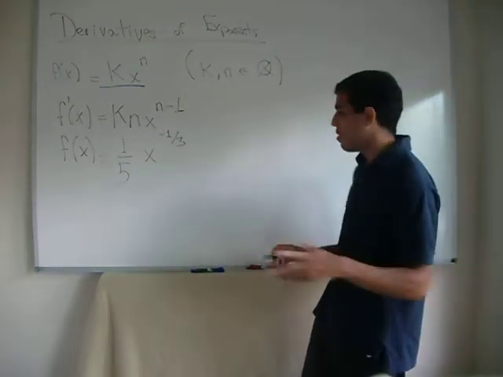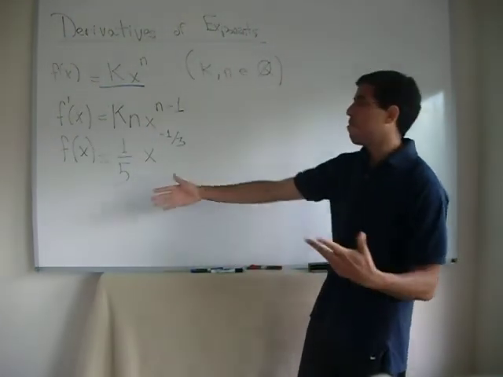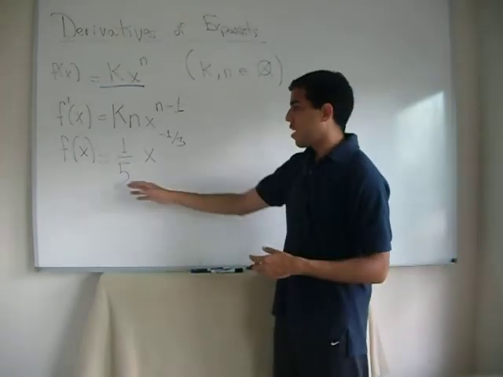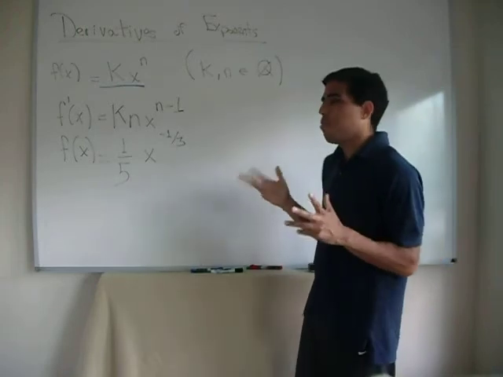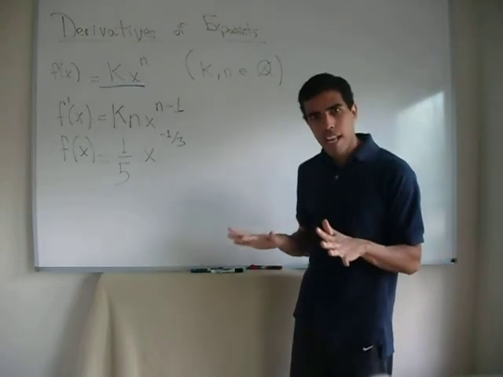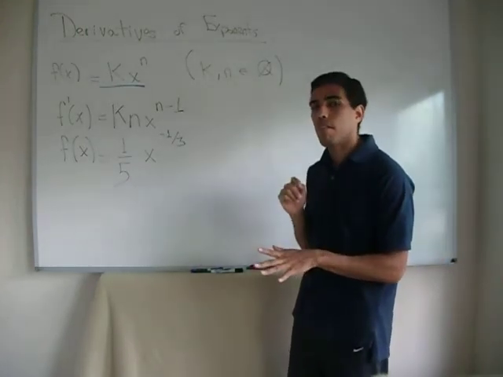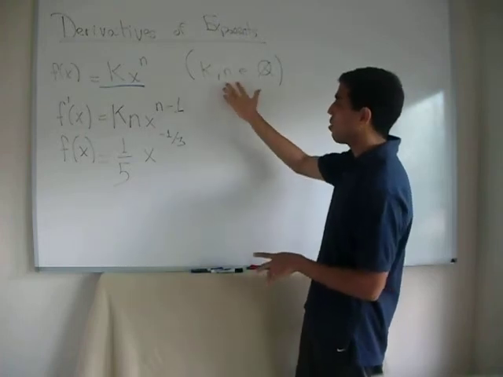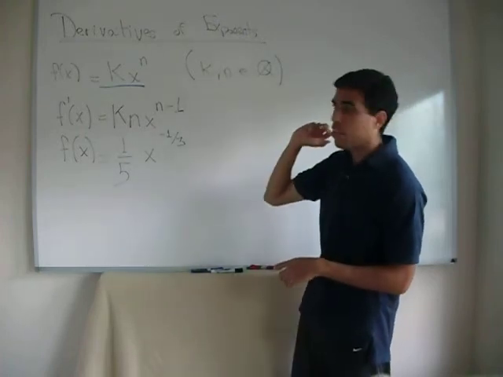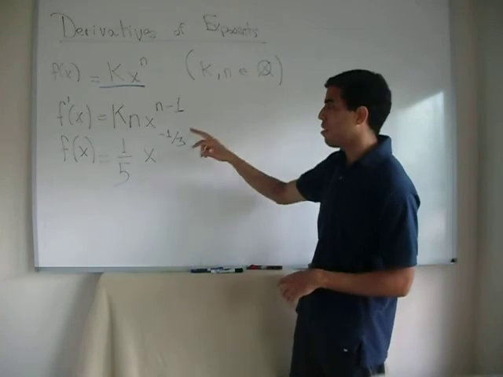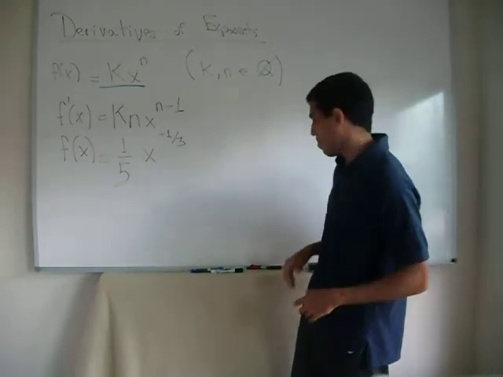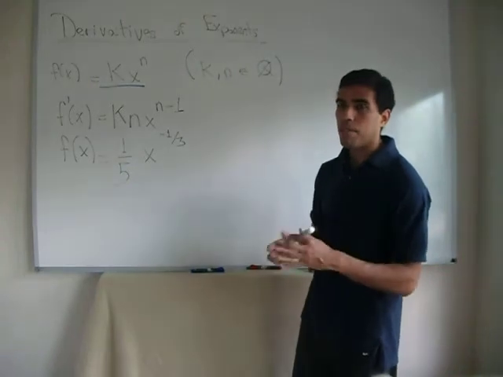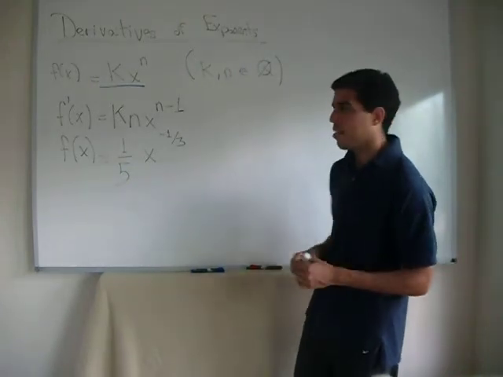Whoa! What do we do now? We have a fraction in k, the constant, and a fraction in the exponent. Relax, don't worry, everything is under control. Just follow the rule. The rule states that k and n can be rational numbers. This is a rational number, this is a rational number. So all we have to do is follow the rule, and we will be fine. Just be organized and remember to add fractions properly.